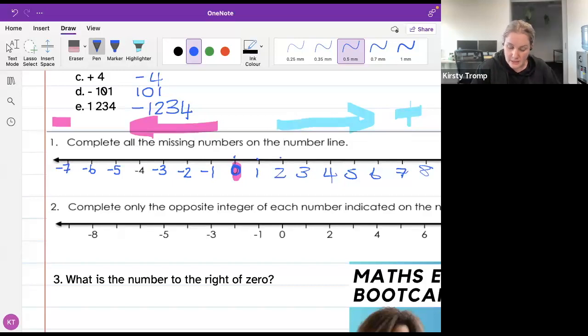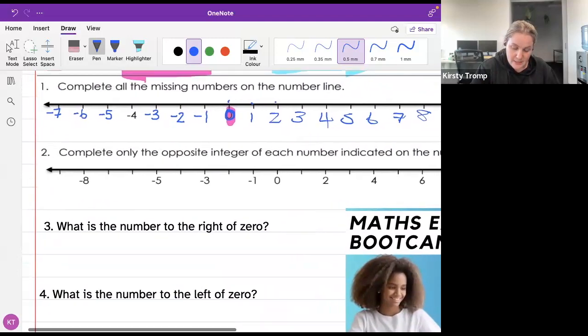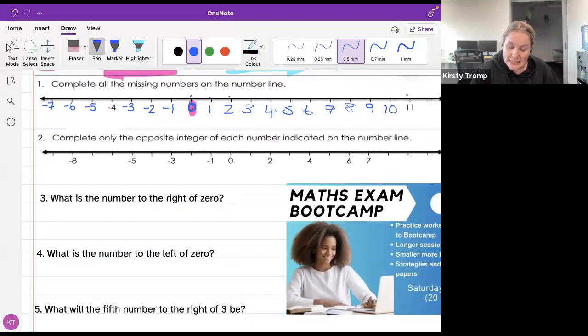All right. Have a look at the next line for me. Okay, let's have a look at the next line. All right, it says, complete only the opposite integer of each number indicated on the number line. Now, I want you to remember, what is an integer? An integer is a negative and it is a positive number. So be careful, because sometimes we like to trick you like that.